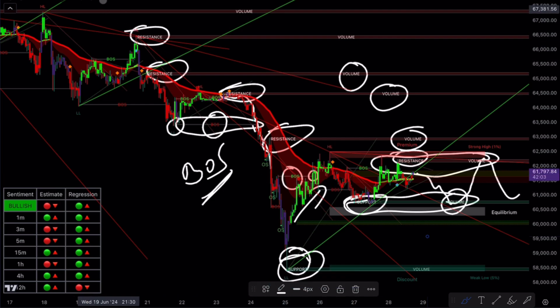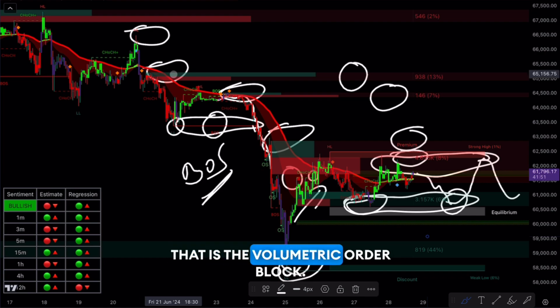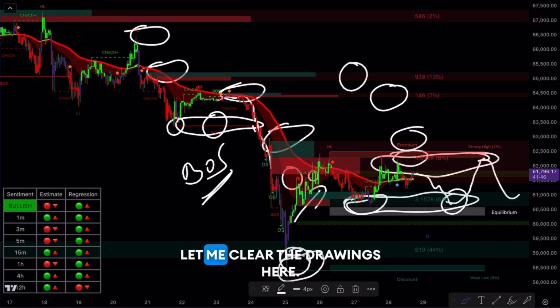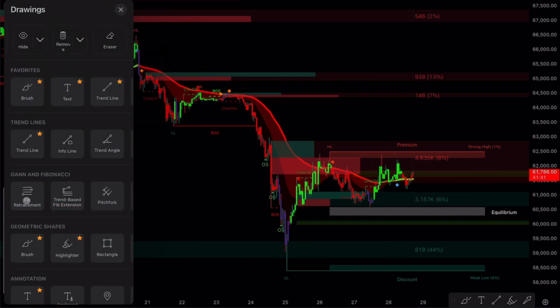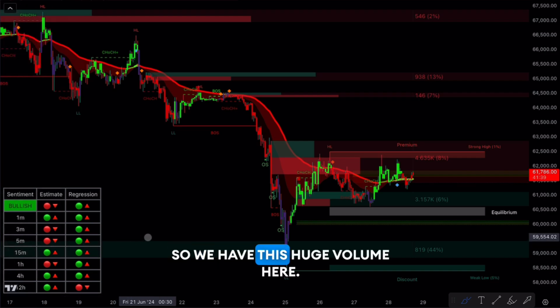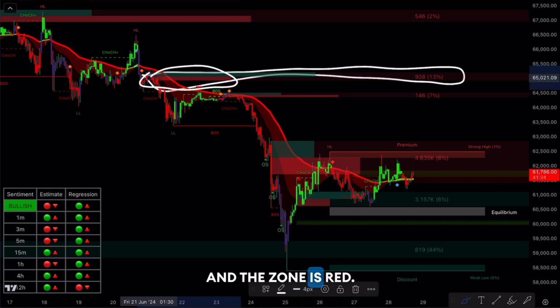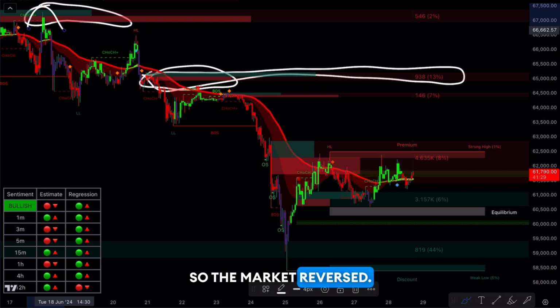Alright, it's loading. Alright, so these are the smart money VOB mode, that is the volumetric order block. So we have the volume, and let me clear the drawings here. So we have this huge volume here, and the zone is red. So this zone was red, so the market reversed.